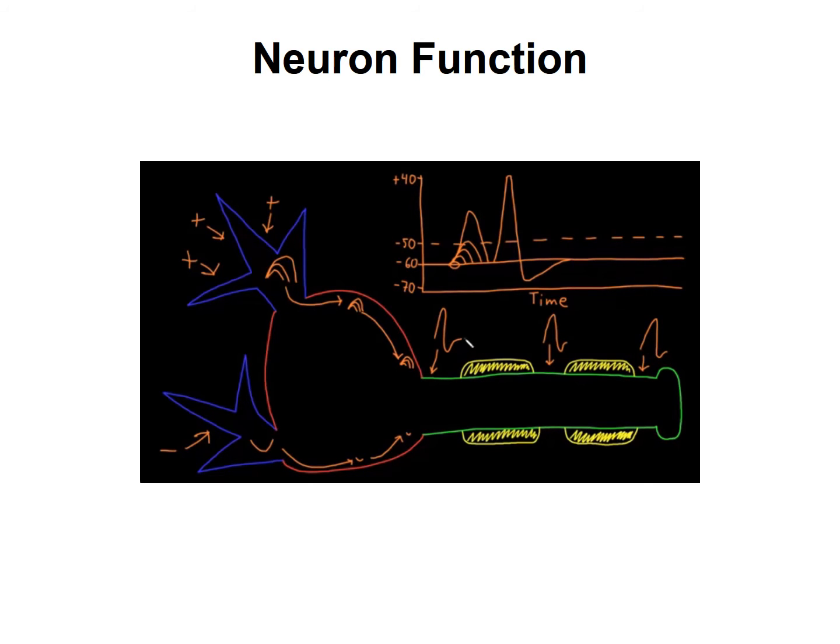The speed that action potentials are conducted down axons is often very fast. It can be anywhere from 1 meter per second up to 100 meters per second.